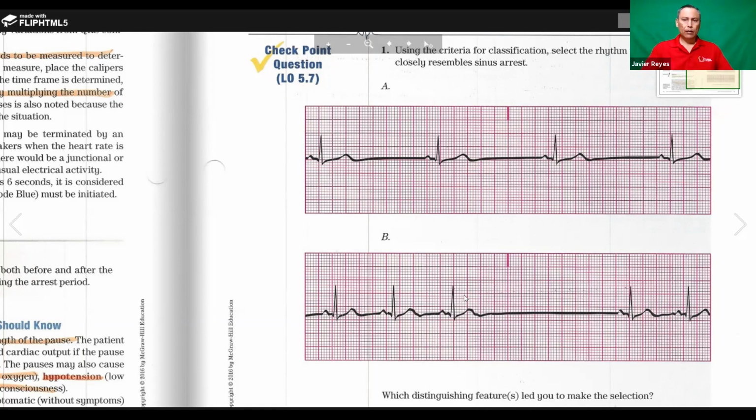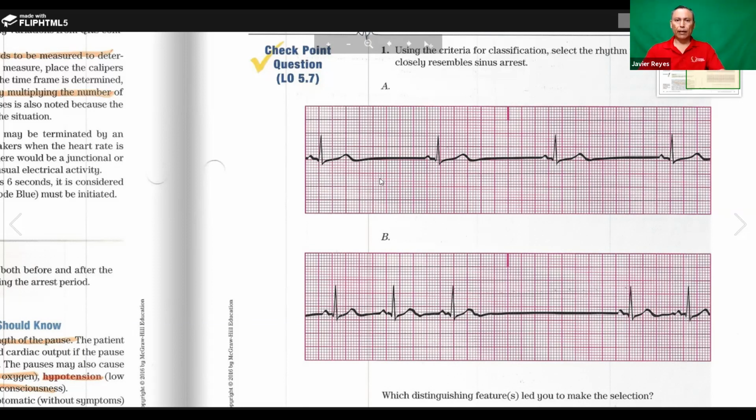So you have 2 point something seconds here. When it reaches or exceeds 6 seconds, it's going to be a medical emergency. That means this person's heart can actually stop. So it has to be reported right away. Even one like this has to be reported. We cannot just leave it unattended. So sinus arrest, the only major difference, as you can see, is the length of the pause, a long pause.